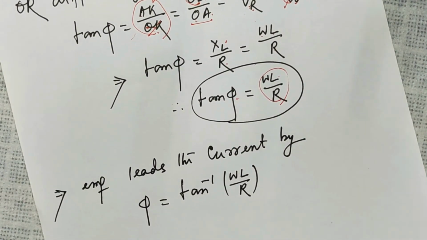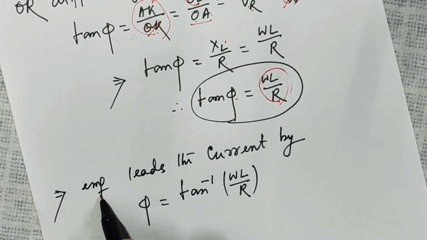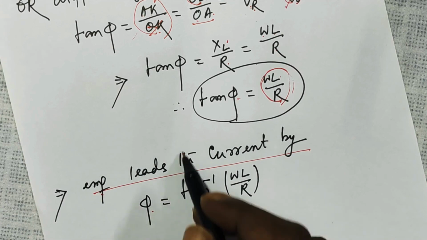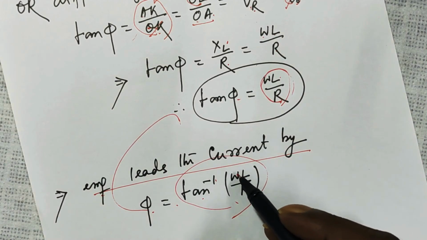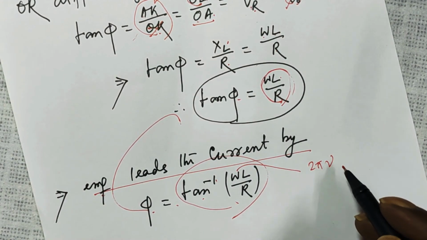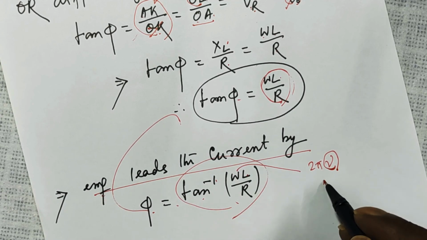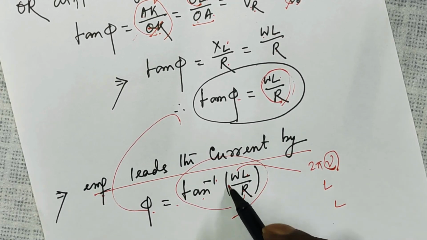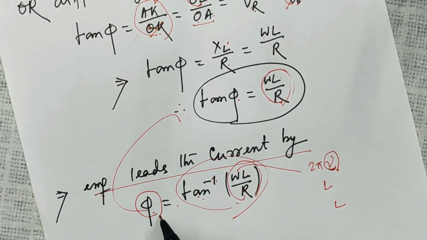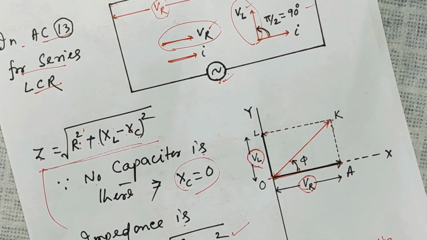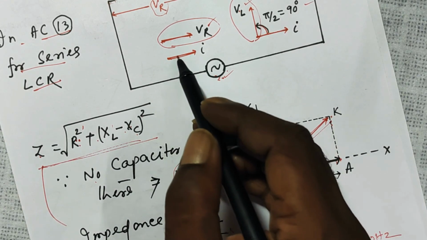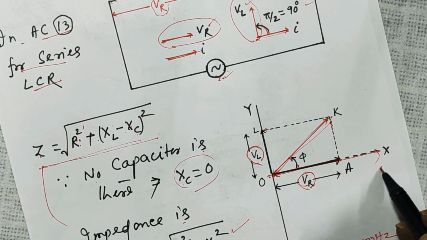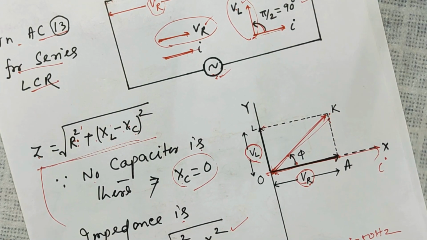So it is positive. Therefore, the conclusion is the EMF leads the current by phi, where phi is equal to tan inverse of omega L over R. If you know the value of omega, that is 2 pi nu, the frequency, and the values of L and R, you put them here and take the tan inverse, and you find out the phase angle phi, the angle by which the resultant EMF leads the current.